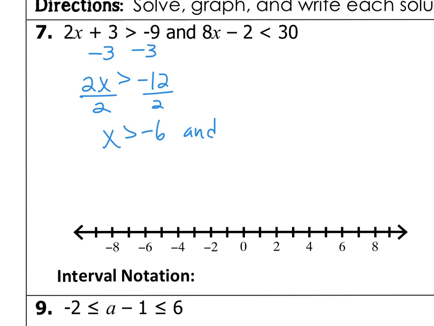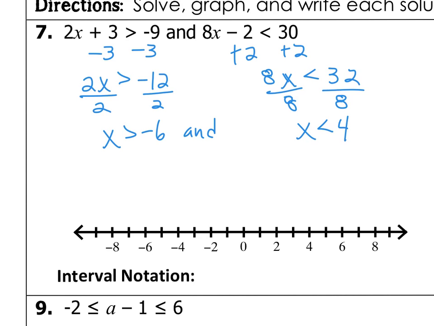And then remember, we're doing an "and," so we're going to get the other endpoint. First, we're going to add 2 to both sides. We have 8x is less than 32. We're going to divide by 8 to get x by itself, and we have x is less than 4. So here we have our two endpoints. So x is greater than -6, so it's an open circle. So we're going to put an open circle there, and we know we're going in that direction with it.